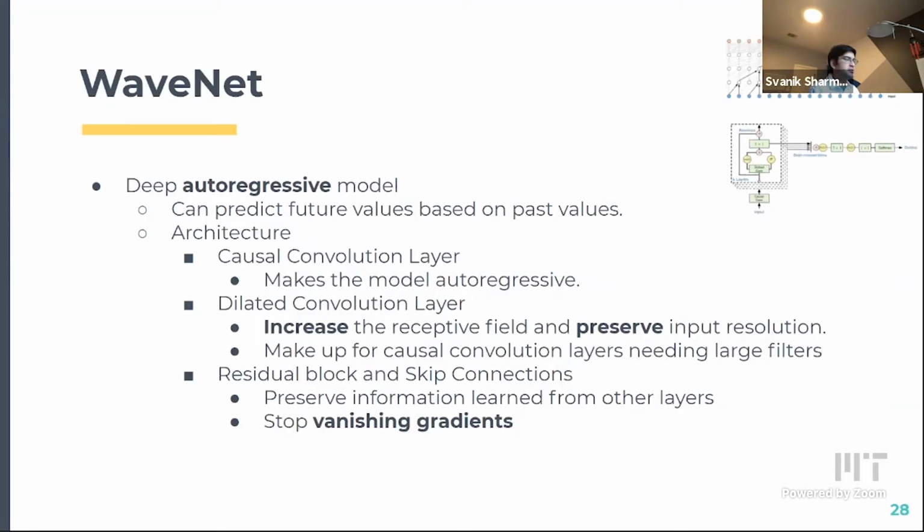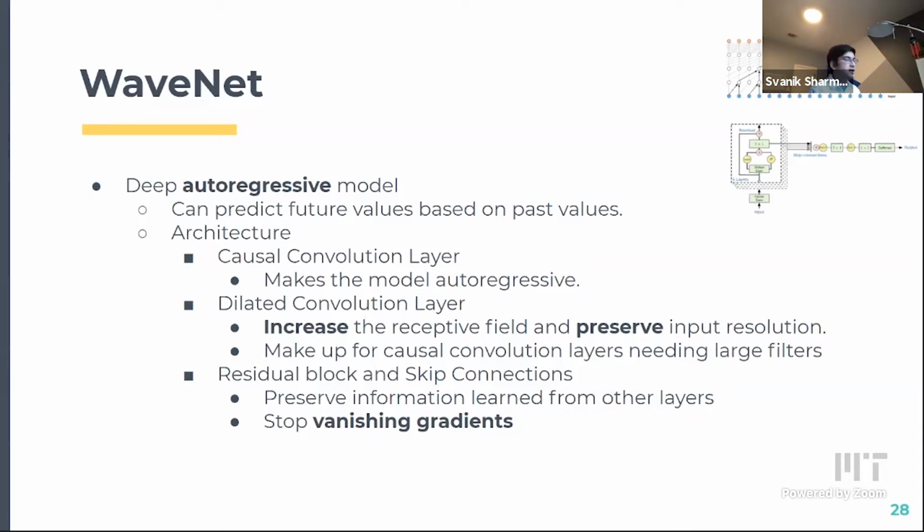The model that we used to learn this probabilistic distribution was the WaveNet model. It's a deep autoregressive model, which means that it can predict future values, such as note values, based on past values. The architecture of this model is pretty complicated, but it can be dissolved into 3 specific layers. The first layer that really matters in this model is the causal convolution layer, which is basically what makes the model autoregressive and is what allows the model to predict future note values based on past values, kind of like an RNN LSTM.